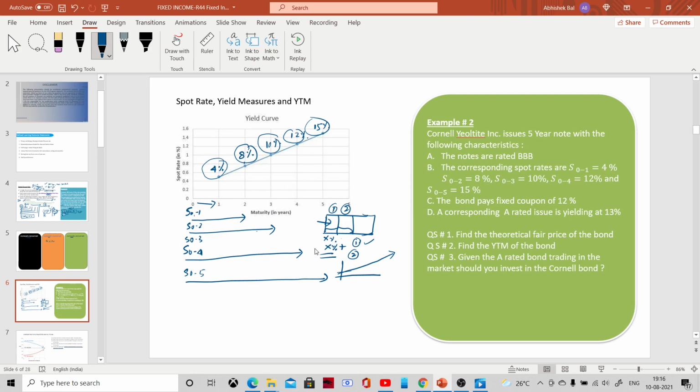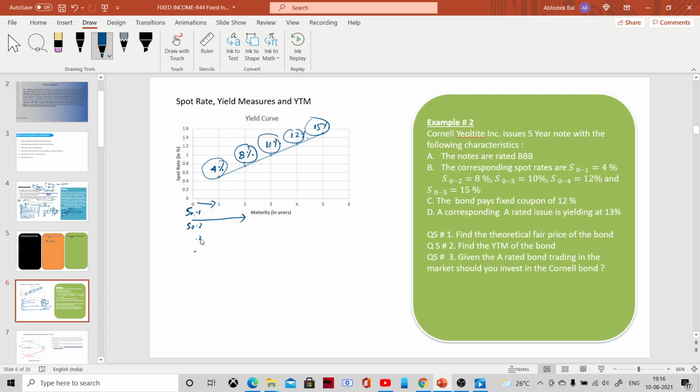Now, against this, you have a security in the market which is rated BBB, and it is paying a fixed coupon of 12%. Okay. So how to price this security? Let's again take the same TVM route, the same cash flow route.